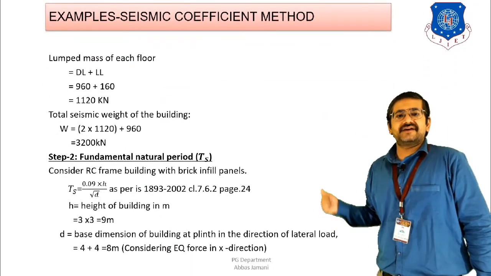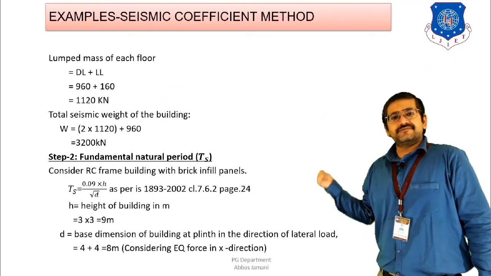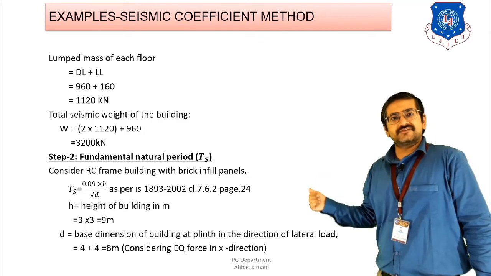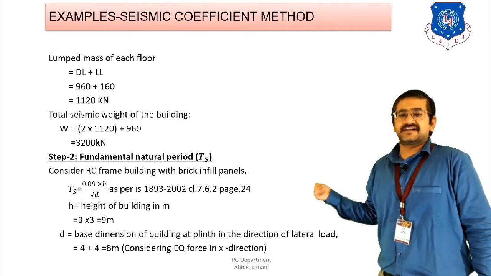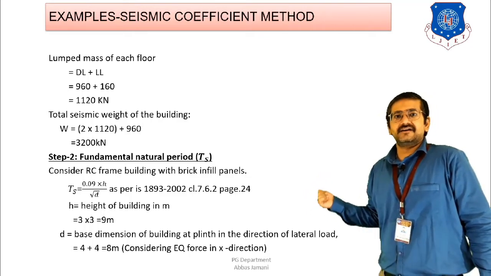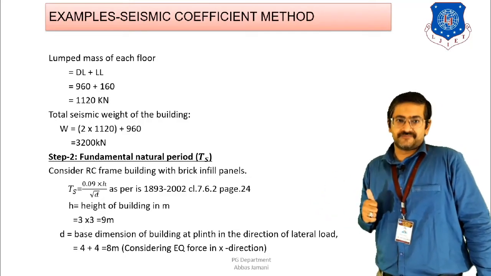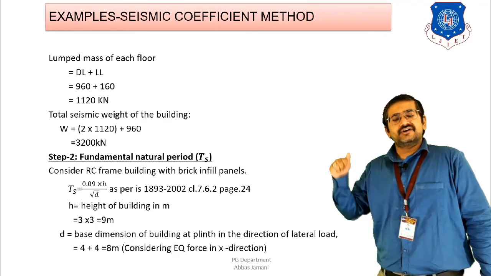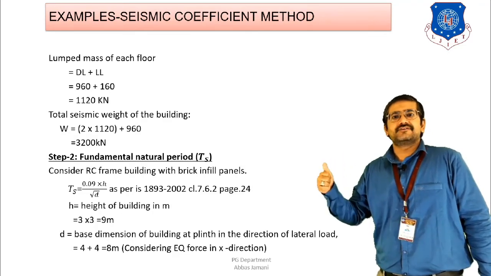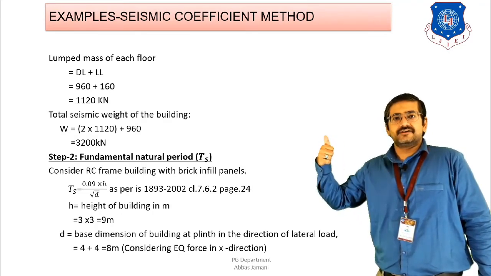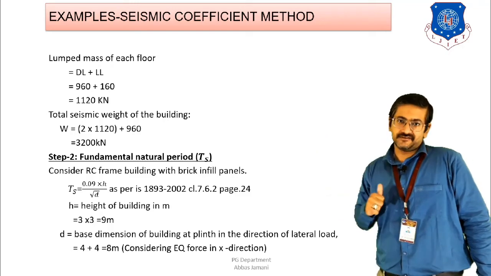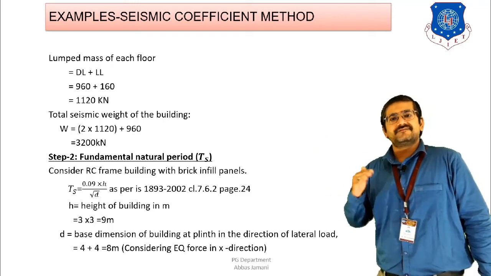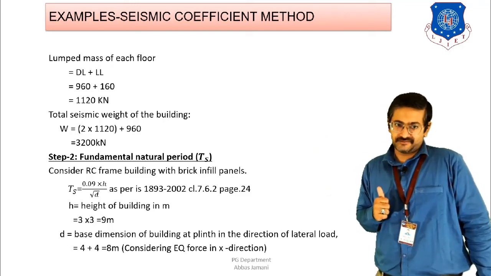Similarly, if I calculate the lumped mass on each floor, dead load plus live load, it is going to be 960 plus 160, equal to 1120 kilonewtons per floor, right? So on the ground floor you will have a value of 1120 kilonewton, on the first floor you will have a value of 1120 kilonewton, and on the top floor, that is the roof level, you will have a value of 960 kilonewton. This is how the calculation of lumped mass on each floor has to be done.